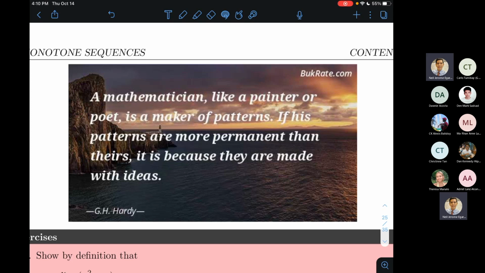All right. So if there are no other comments about our schedule, then I would like to start our discussion by this nice quotation from Hardy. He said that a mathematician, like a painter or a poet, is a maker of patterns. And if his patterns are more permanent than theirs, it is because they are made with ideas.